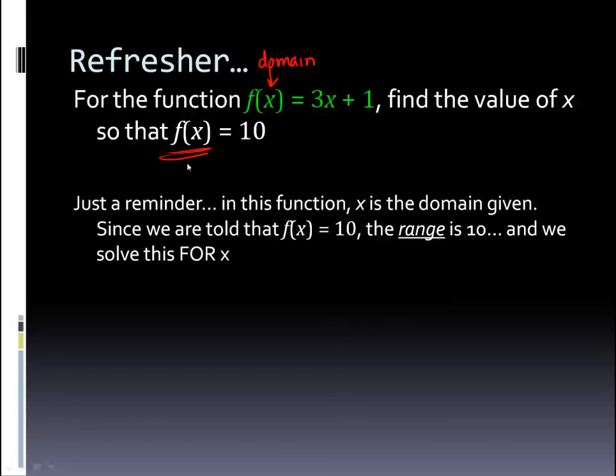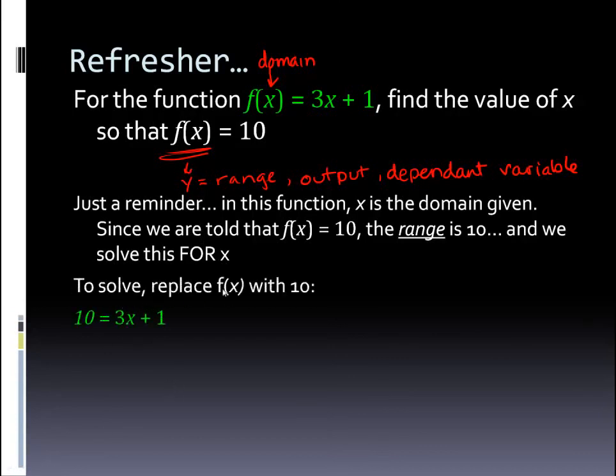So this is the same thing as far as solving it goes as saying y, and y can also be range, it can be output, it can be the dependent variable. Okay, so you get the idea. In other words, we're solving this for x this time. We're not solving for this part. So basically, we're just replacing f of x with 10.